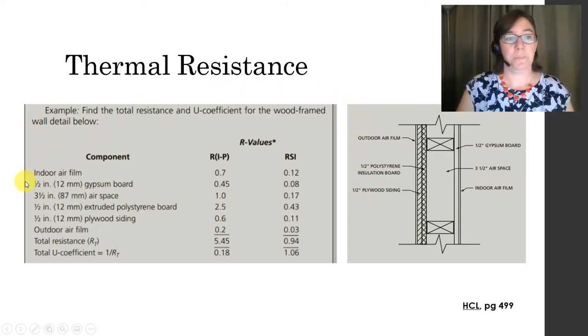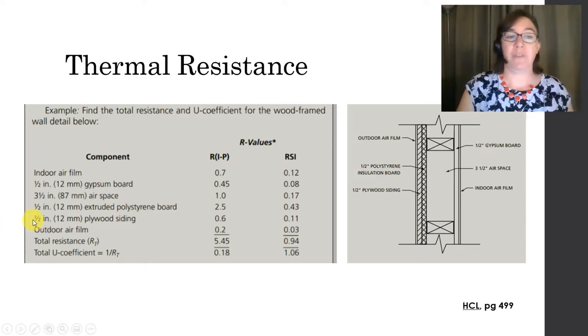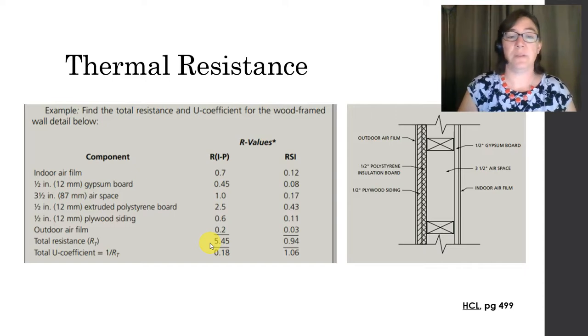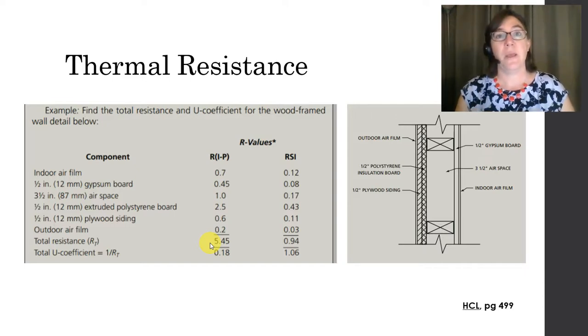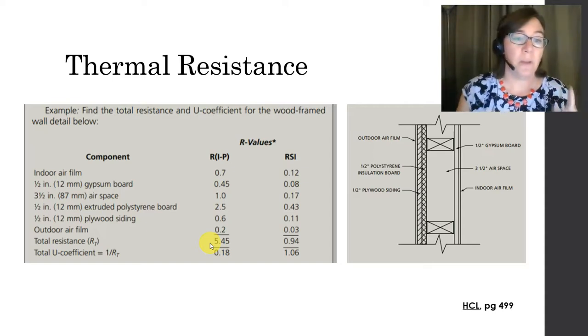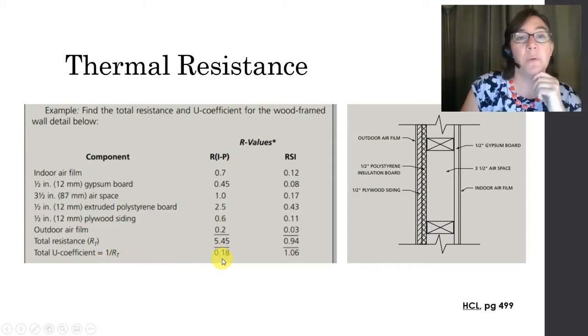Let's take a look over here. Indoor air film, 1/2 inch gypsum board, 3.5 inch air space, 1/2 inch extruded polystyrene board, 1/2 inch plywood, outdoor air film. Each of those have an R value, and then you add those together and you get a final number. Your total R value, your total resistance, is 5.45. Remembering that U value and R value are reciprocals, we're going to take 1 over R to get the U, which is 0.18.